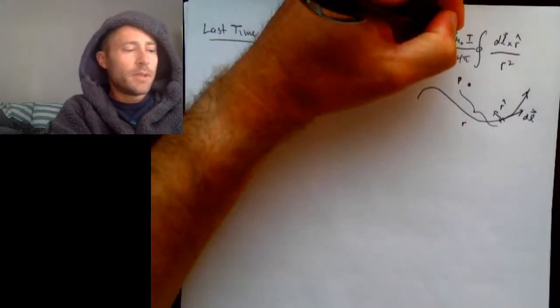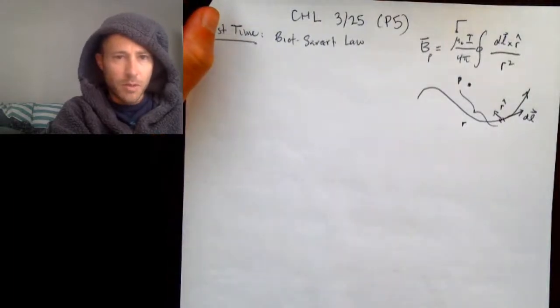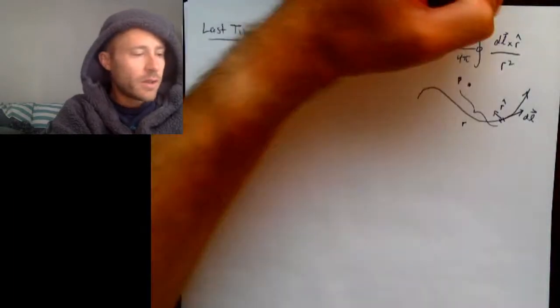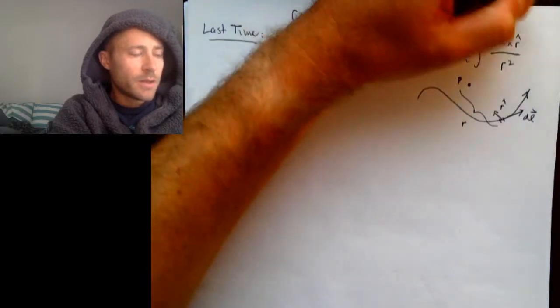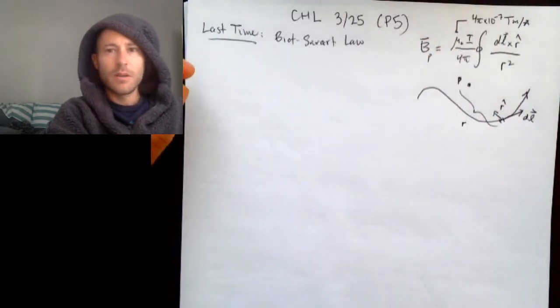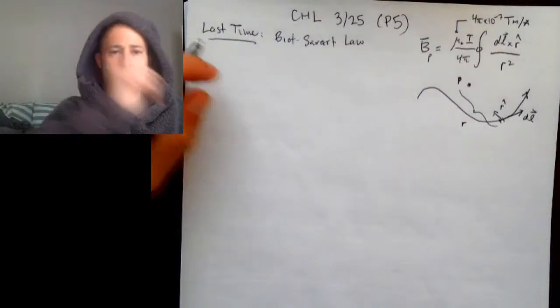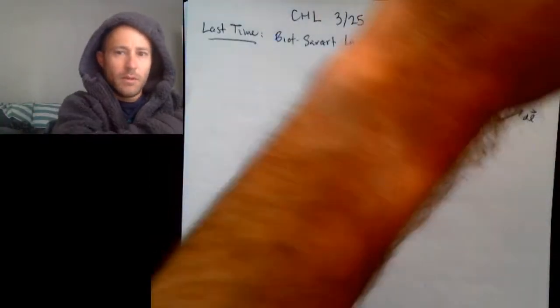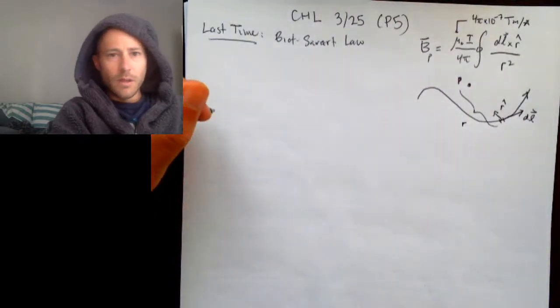Mu naught is a constant of nature called the permeability of free space, and its value is 4 pi times 10 to the minus 7 Tesla meters per amp. So there you have it.